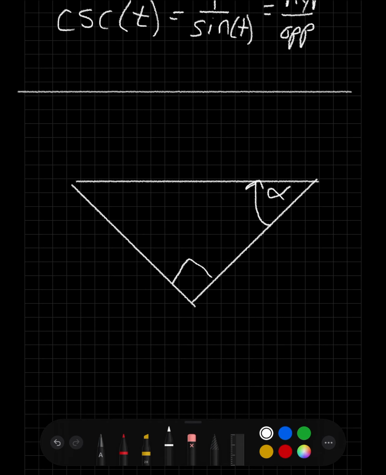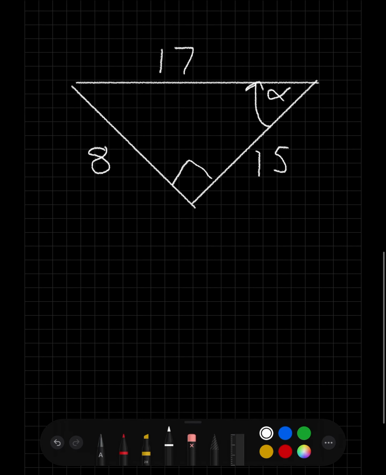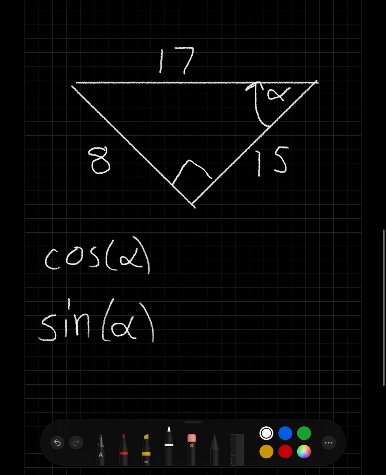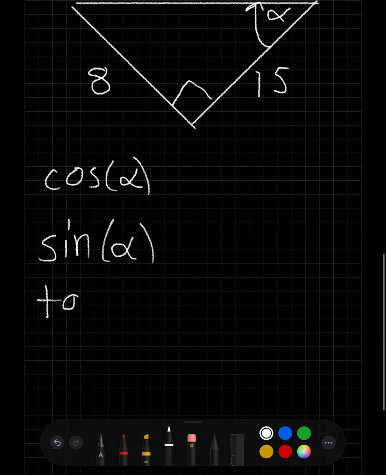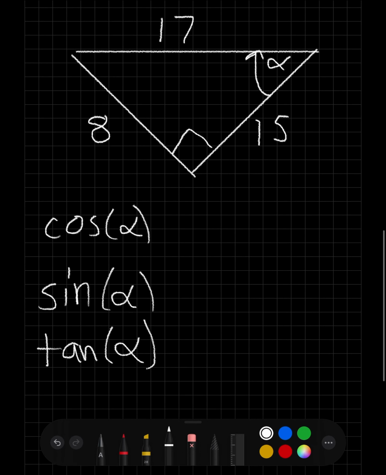And so alpha, the opposite side of alpha, is going to have a length of 8. The adjacent side of alpha has a length of 15. And the hypotenuse will have a length of 17. And so what I'm going to want you to do is find the cosine of alpha, the sine of alpha, and the tangent of alpha. So go ahead and take a second, pause the video, see what you can get.